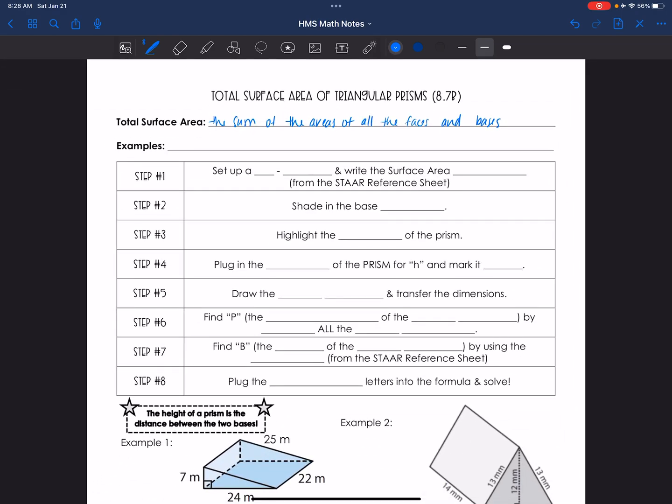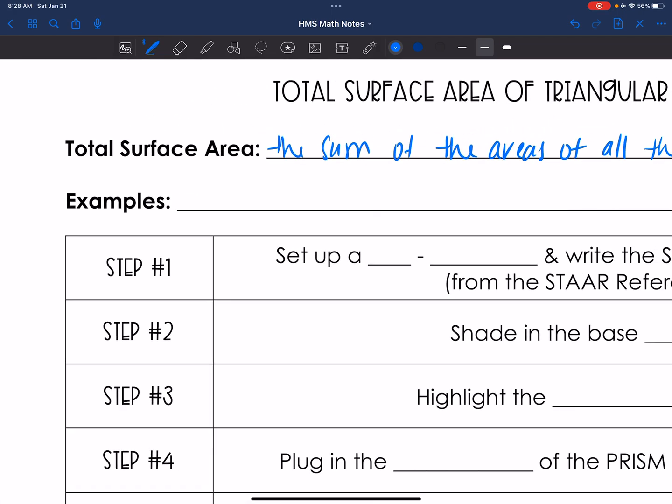Let's rewrite it. So again, I like to abbreviate total surface area as TSA. So we need the lateral surface area, which is perimeter of the base times the height, and then plus the area of the two bases. So we have lateral surface area plus our bases. I feel like that's easy enough.